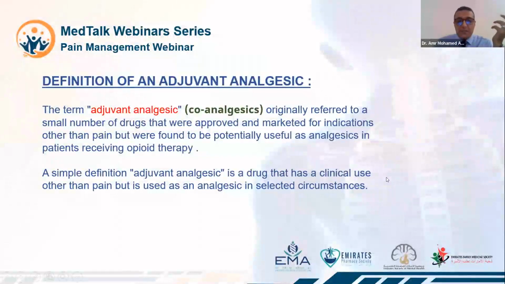First of all, what does adjuvant analgesic mean? The term adjuvant analgesic or co-analgesic originally referred to the small number of drugs that were approved and marketed for indications other than pain, but were found to be potentially useful as an analgesic in patients receiving opioid therapy. To simplify, an adjuvant analgesic is a drug that has a clinical use other than pain, but is used as an analgesic in selected circumstances.